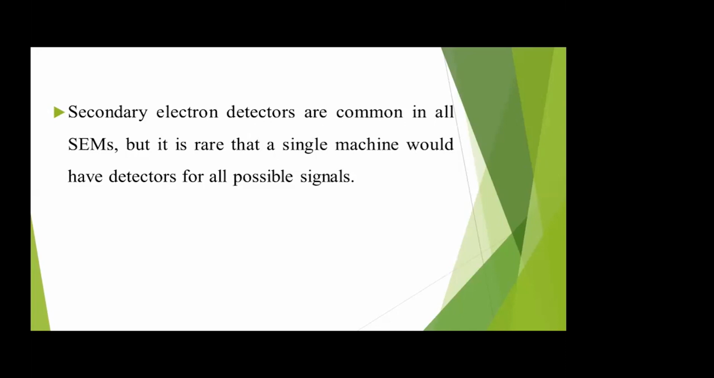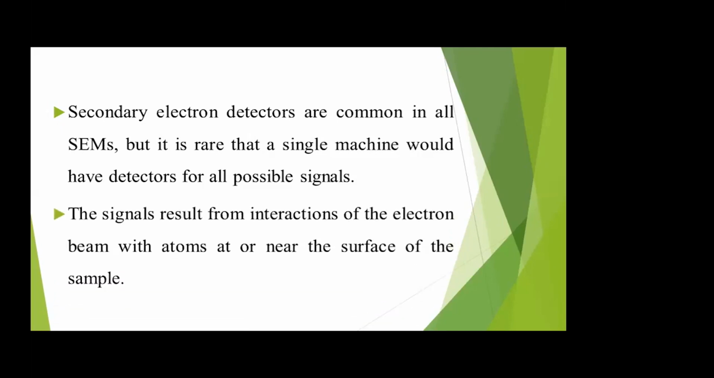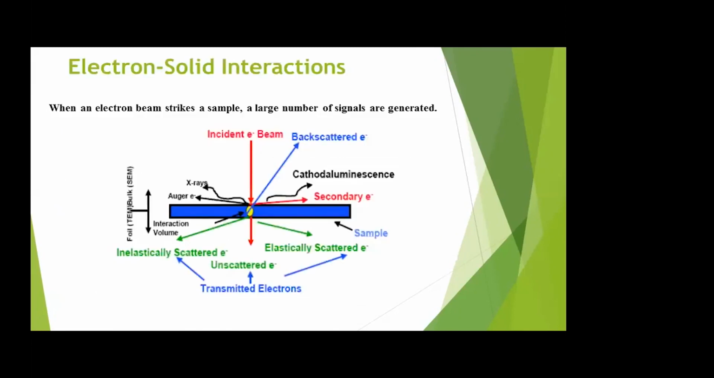And also it is very rare that a single machine would have detectors for all possible signals. It is very, very difficult to get an instrument which has a detector for secondary electron, detector for Auger electron, detector for backscattered electron, detector for X-rays, all these. Of course, if there are multiple detectors, you will have better information, better resolution. But if you are having a detector only for secondary electrons, that itself is sufficient for most of the purposes. The signals here result from interactions of the electron beam with atoms at or near the surface of the sample.